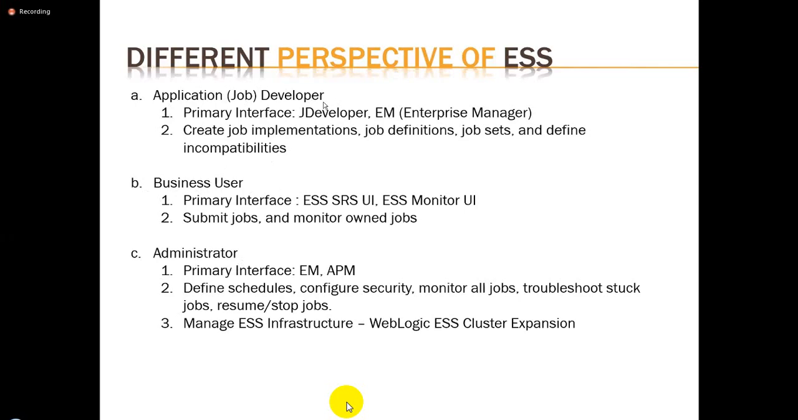As an application developer, what can you do? As an application developer, you can write a PL/SQL program, you can write a Java program, you can write a shell script, because if you have access to the middleware, you can write in the Unix box, and you can write the shell scripts and deploy them. Also, as a developer, we can create the job definitions, we can create the job sets, and we can also define the incompatibilities. It means if this job is running, another job should not run. We can define those incompatibilities as well.